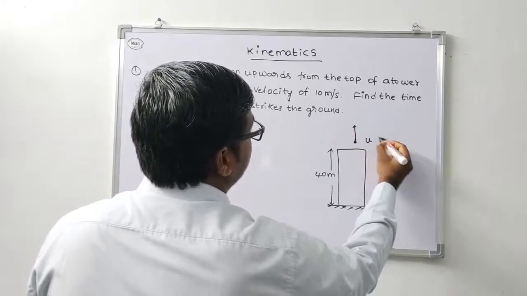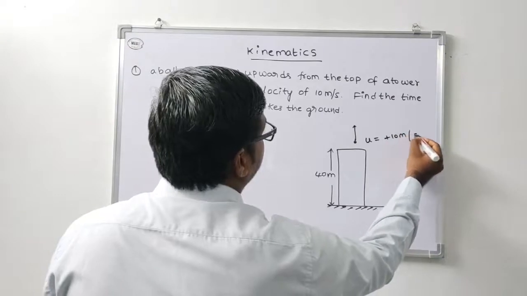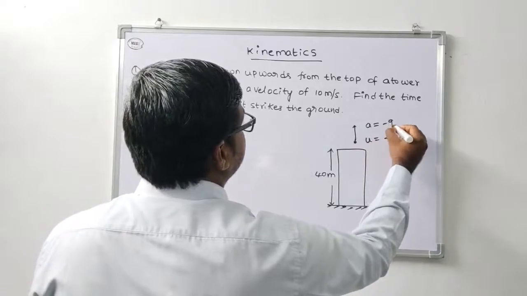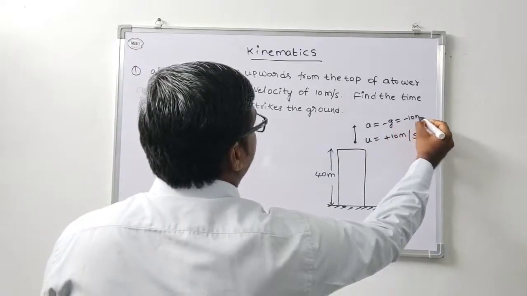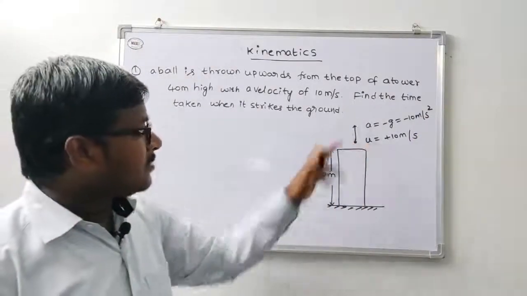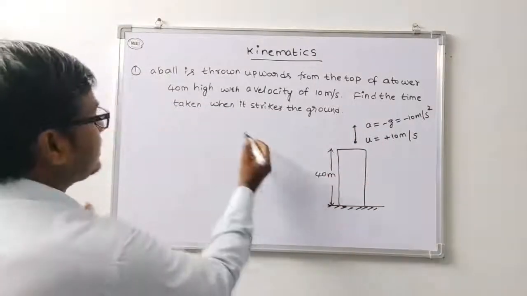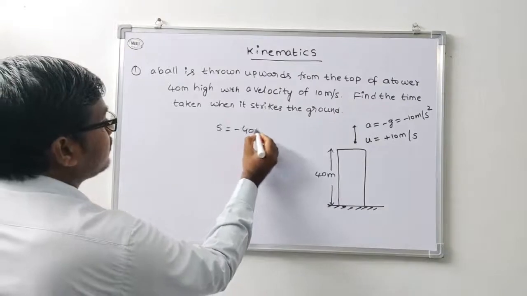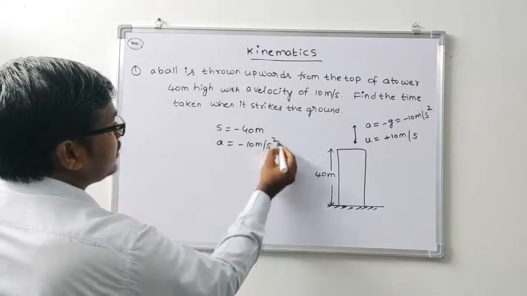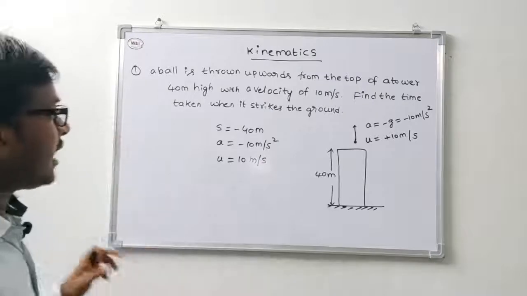The initial velocity u is equal to plus 10 meter per second. The acceleration due to gravity a is equal to minus g, that is equal to minus 10 meter per second square. After reaching the maximum height, the body is falling down. To strike the ground, s is equal to minus 40. Then a is equal to minus 10 meter per second square, u is equal to 10 meter per second. Then find out the time taken.